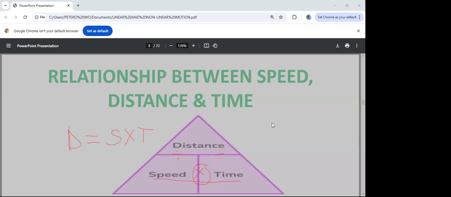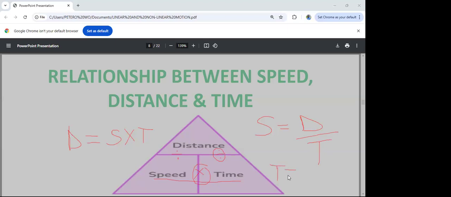If you look at speed, and I put it here, speed is equal to. Now you see that if speed is not there, we have distance and time. And the symbol between distance and time is a division symbol. So it gives us speed as distance divided by time, t.